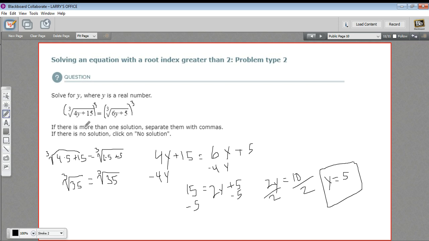So that's a little bit of work with these radical equations where the index is greater than 2.